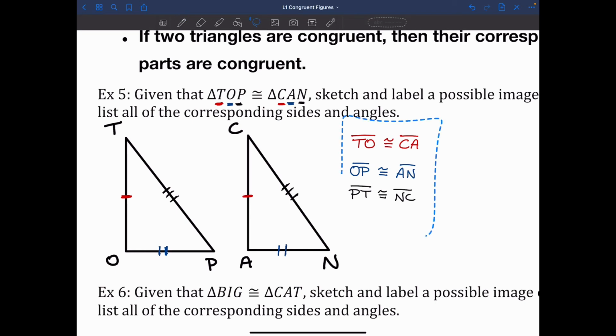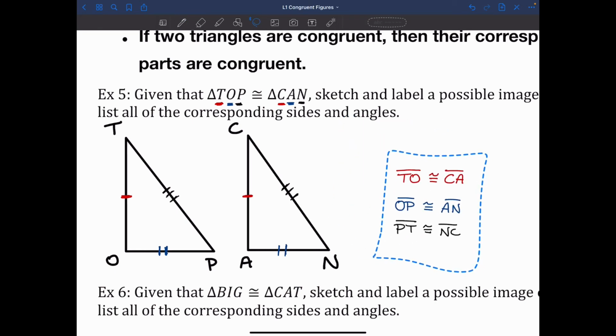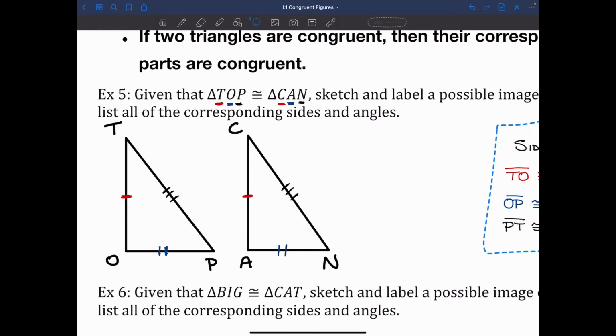I know that you have more space off to the side. I'm going to try and scooch this over just so I can have a little bit more room and keep the triangles on the screen as well. All right, so that's all the sides.